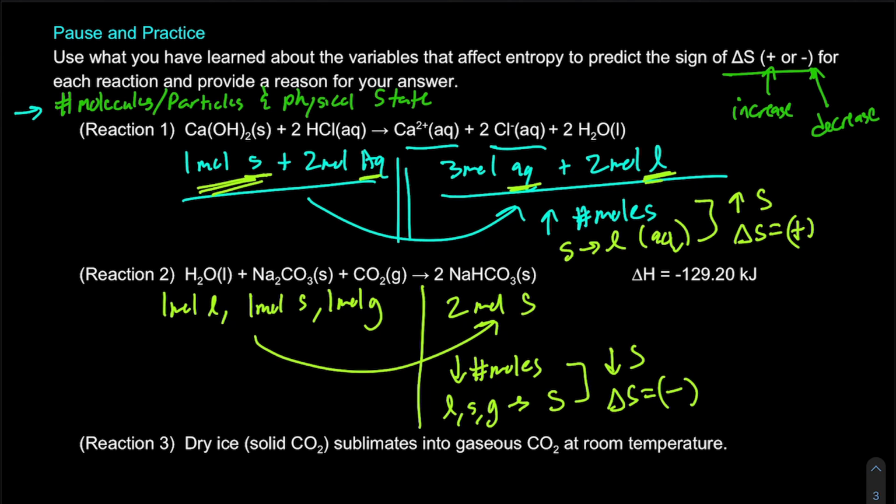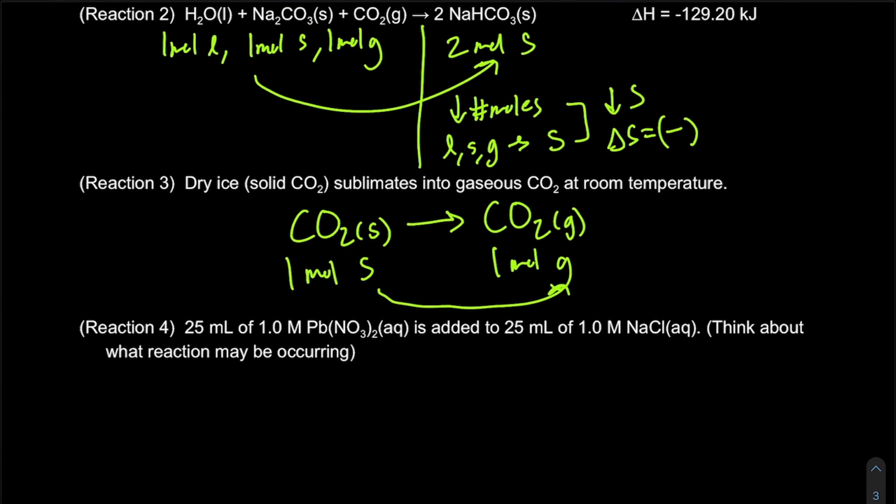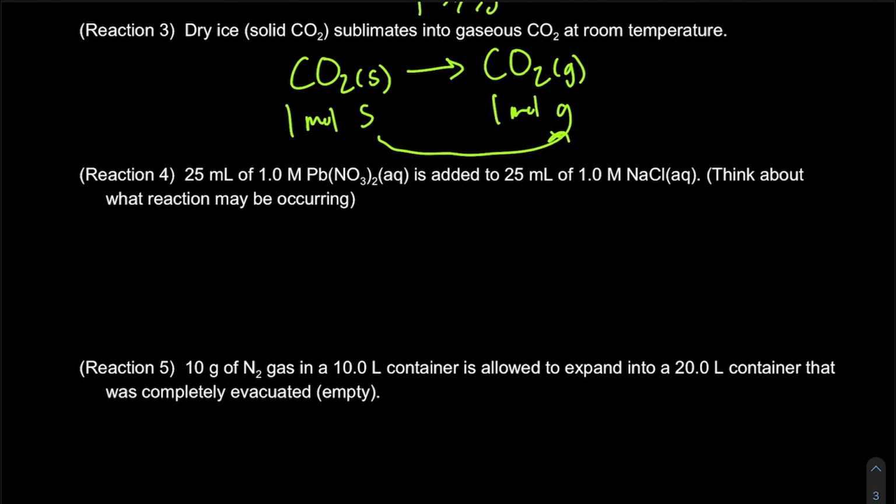Reaction 3, we have solid carbon dioxide sublimating into gaseous carbon dioxide. And so here we get 1 mole of a solid to 1 mole of a gas. As we go from reactants to products, we're looking at our carbon dioxide going from a solid to a gas. What we'll notice is that we have the same number of moles, but we've gone from a solid to a gas. And we know that a gas has a higher entropy, and that's going to lead to an entropy change for this reaction that is increasing, or a positive entropy change.